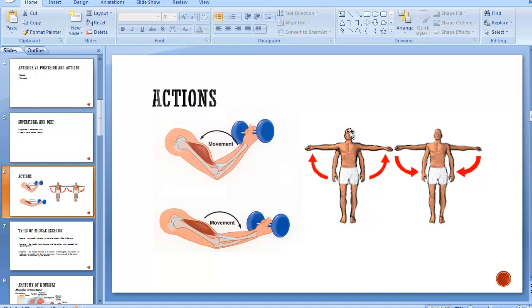So I talked about the guy with the center line. Let's say we cut him in half here. If the arm goes away from that point, that's abduction. You abduct the arm. If you bring it back to the body, you add it back to the body, that's adduction, which is over here.